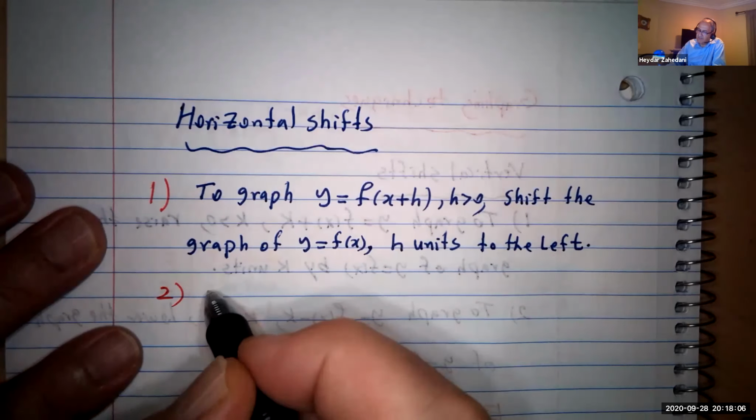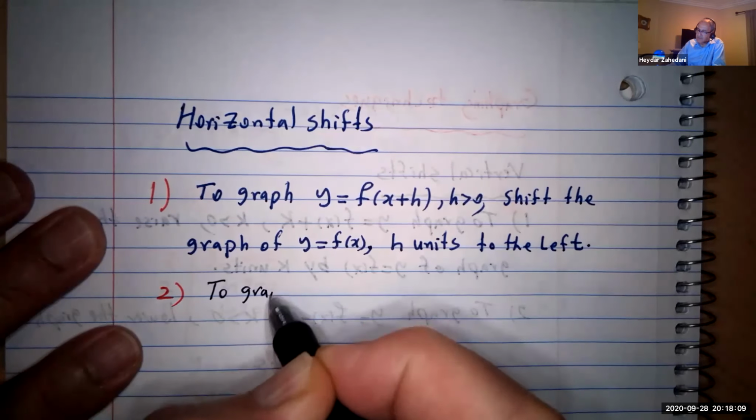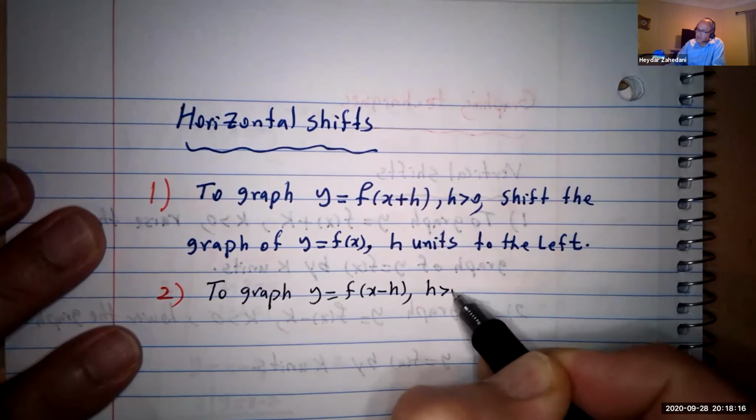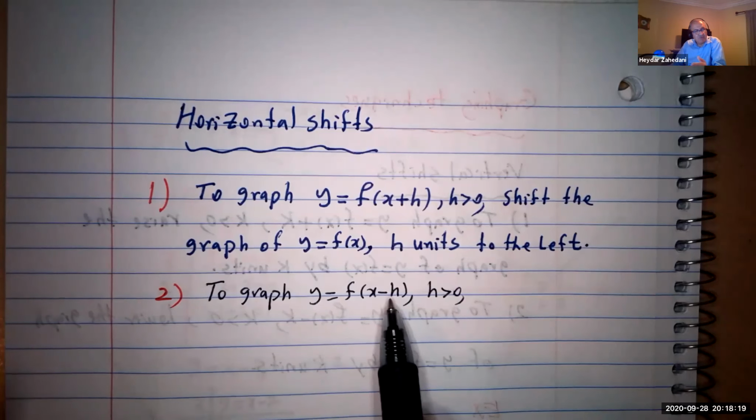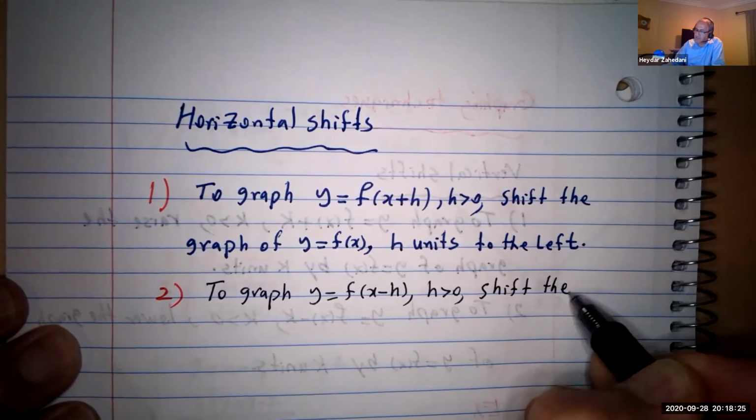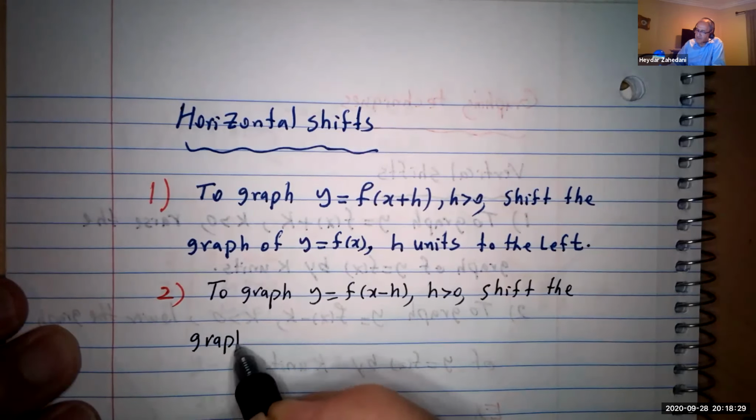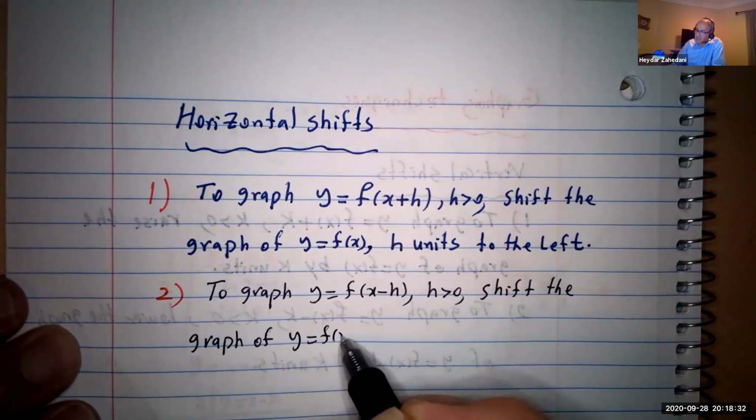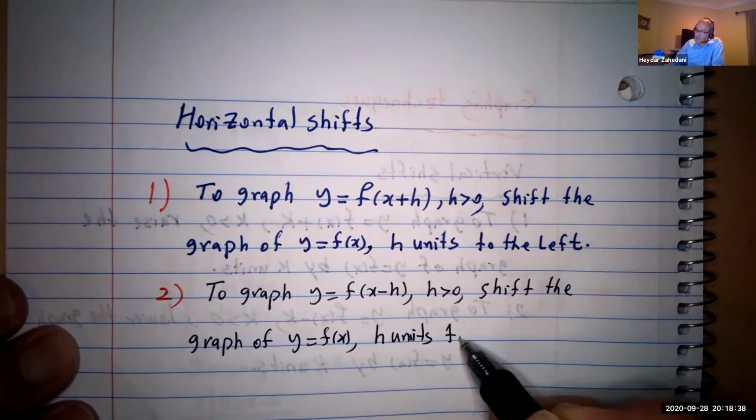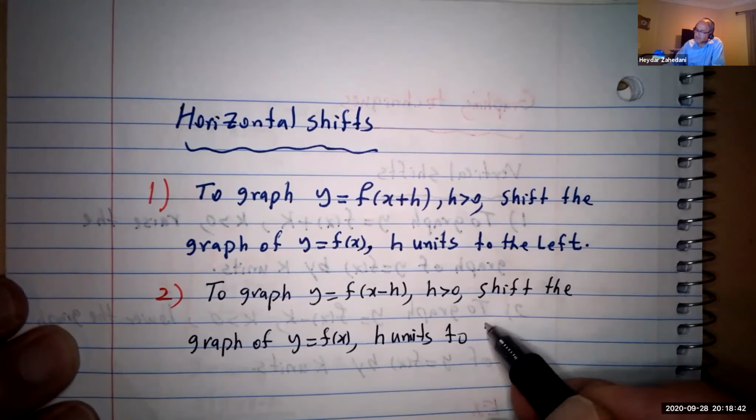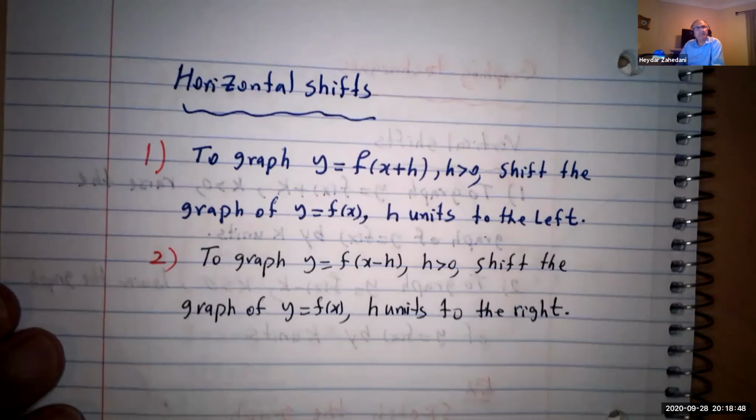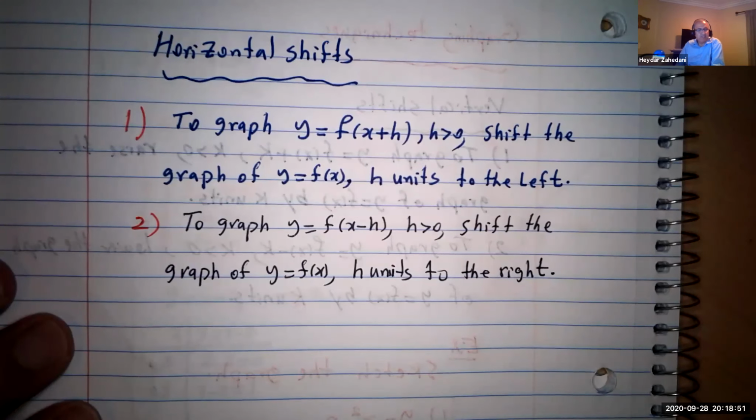So the next one, to graph y equal to f of x minus h. When h is positive, this is negative. Negative is to your left, but you go to the right. So you're going to shift the graph of y equal to f of x, h units, but this is negative, you do the other way around, to the right. And this is going to be the case.